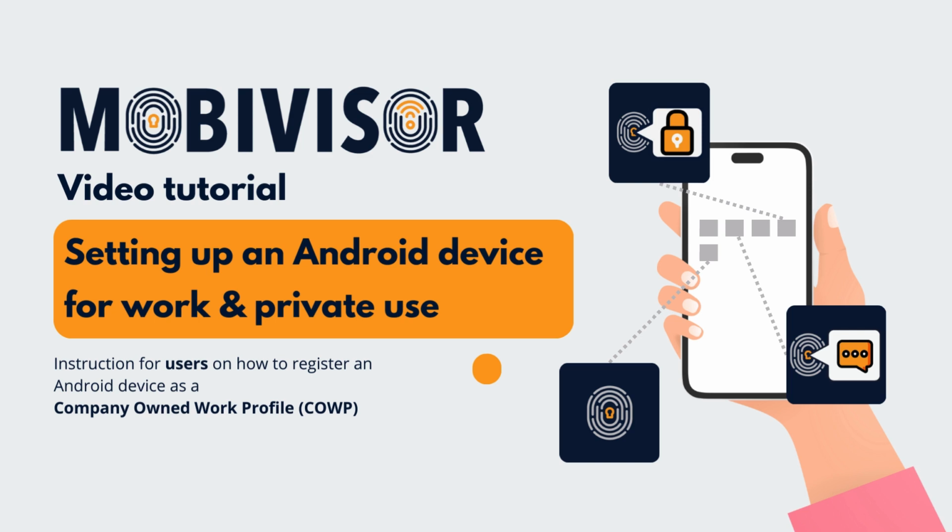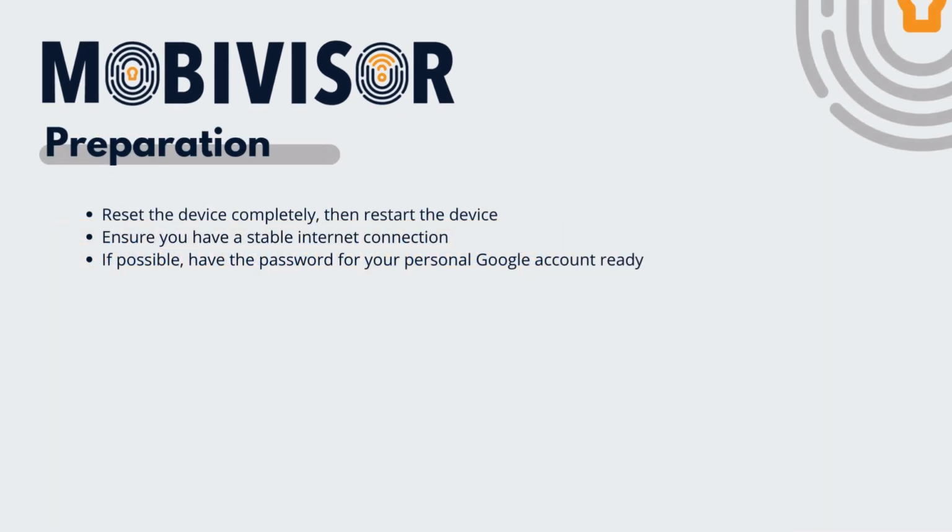Setting up an Android device for work and private use. Instruction for users on how to register an Android device as a company-owned work profile. To prepare the setup, reset the device completely and then restart it. Ensure you have a stable internet connection. If possible, have the password for your personal Google account ready.